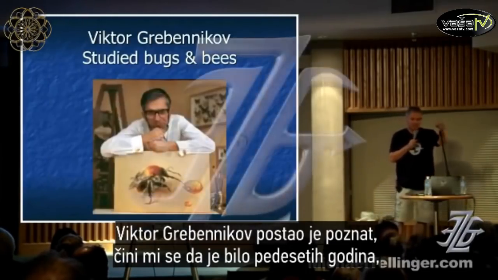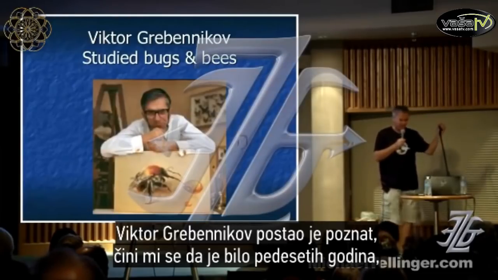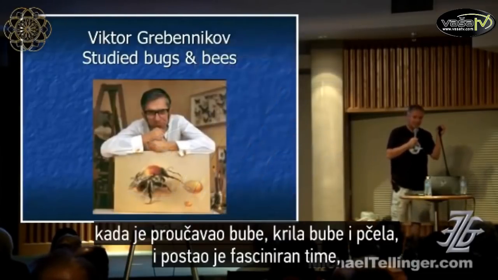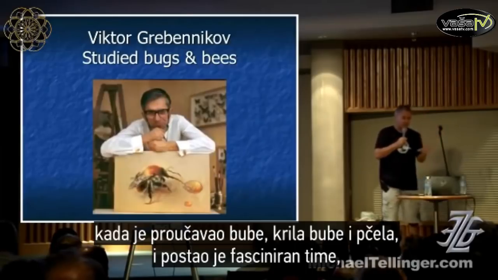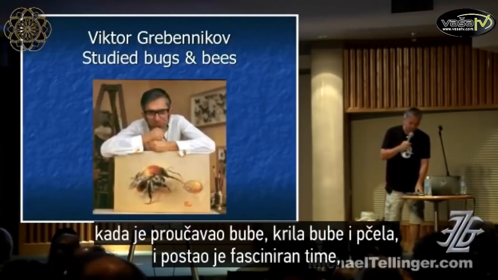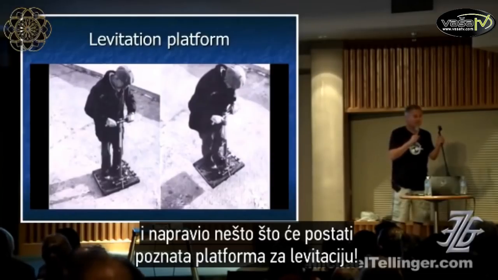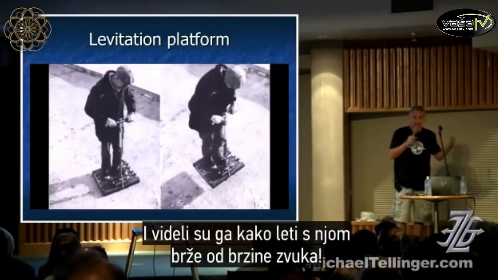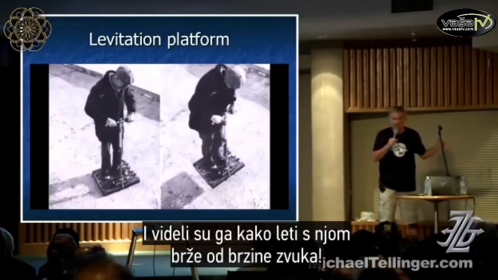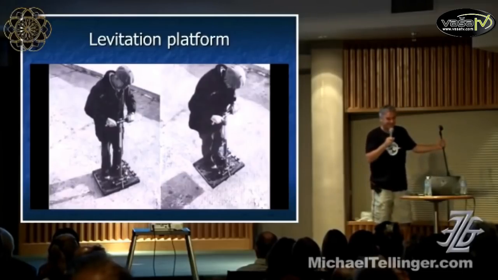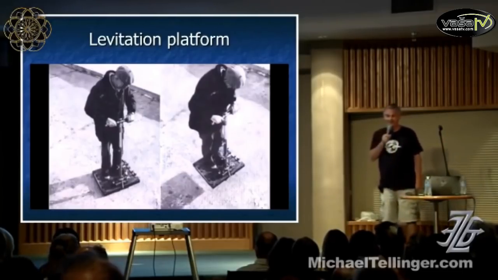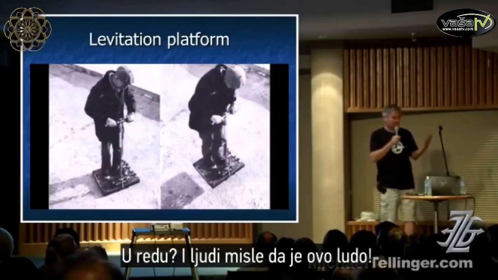Viktor Grebennikov became famous, I think it was in the 50s, when he studied the wings of bugs and bees, and he was fascinated by it, and then he built what became a very famous levitation platform, and he was seen flying this thing faster than the speed of sound on one of those. Right? And people think this is crazy.